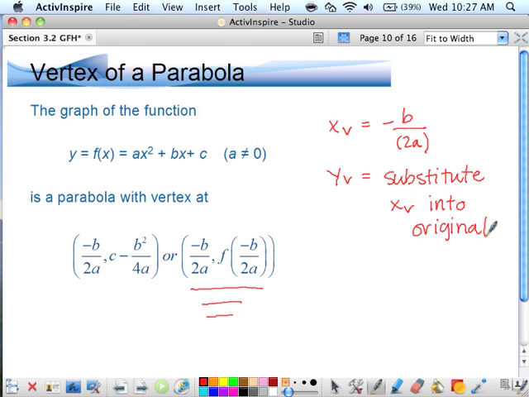I don't know this formula right here. I never have. I've never bothered to memorize it. I just know that we can always find the x value by taking the opposite of b and dividing it by whatever 2 times a is. And then I can take that value, plug it in, and it will find the y value that goes with it.